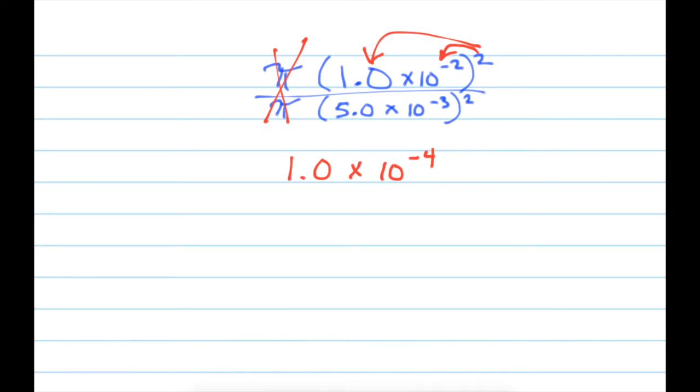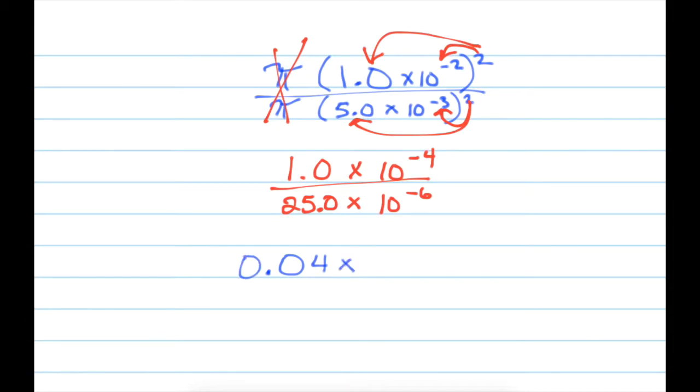We can do the same thing on the bottom. 5 squared is 25. And I multiply my exponents, which gives me 10 to the negative 6. Now, before I try to put the bottom in scientific notation, let's just divide. 1 divided by 25 is 0.04. And when I subtract my exponents, negative 4 minus negative 6 gives me positive 2.